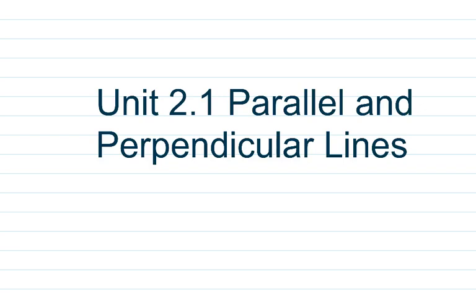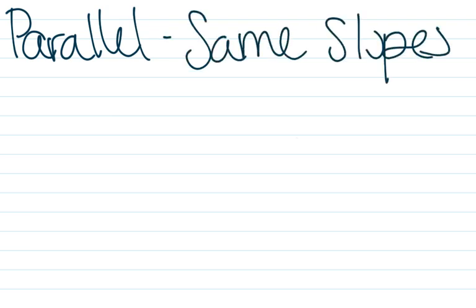This is a summary of Unit 2.1, the objective writing parallel and perpendicular line equations. So let's review some of the key things about parallel and perpendicular lines. So parallel lines, remember, have the same slopes. So two equations that are parallel will have the same slopes. That's why they're parallel. They'll never cross because they have the same slopes.